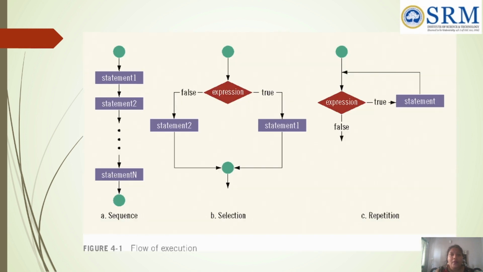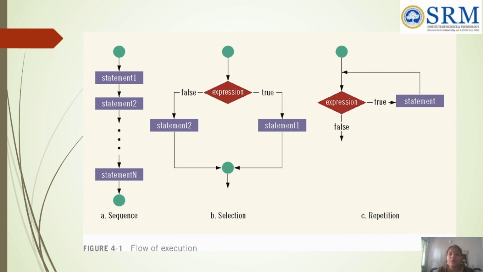So we will see how the sequence is executed. Statement 1, statement 2, statement n, like this each and every statement will be executed in the program. But in selection, you can see that it will check an expression, which can be either a condition or a Boolean expression. If it is true, a certain set of statements will be executed. If it is false, a certain set of statements will be executed, and it comes out of the particular conditional statement.